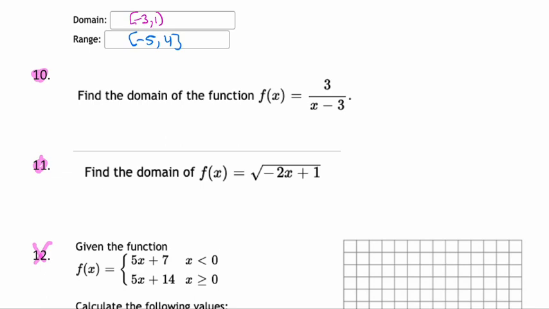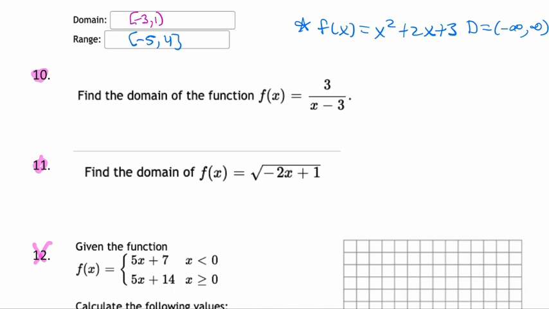In number 10, it says to find the domain of this function. Now, I didn't note one like this, but if our function was just something like x² plus 2x plus 3, there's nothing that messes that up. The domain of that is all real numbers. I can plug in whatever I want, okay?